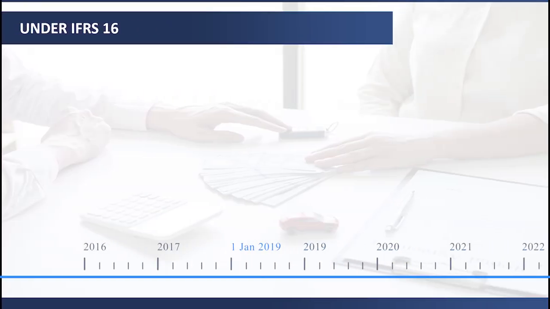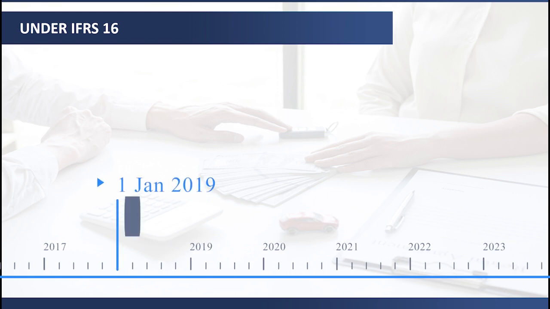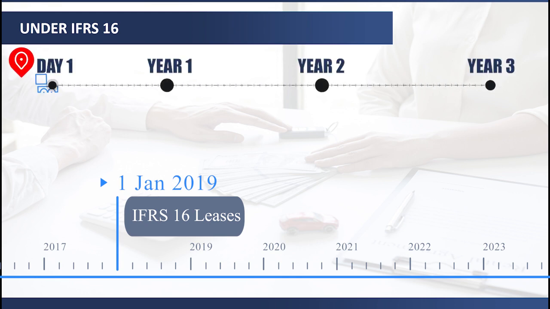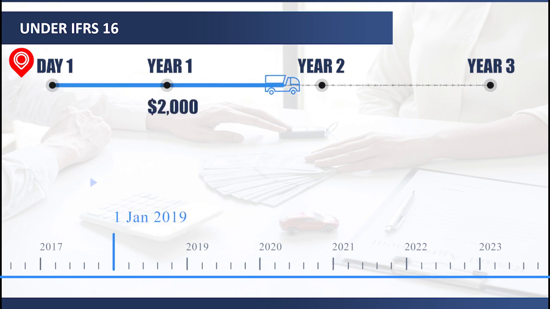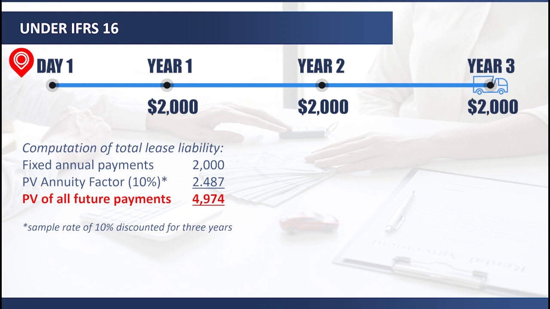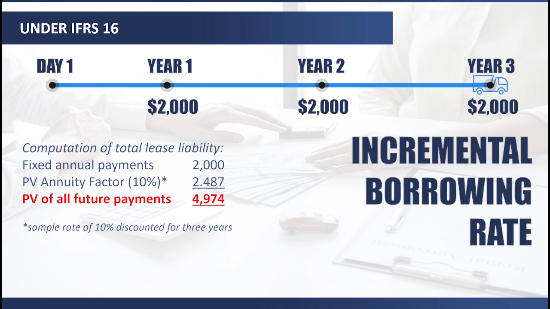Then comes IFRS 16. The new standard improves transparency, most especially on the liability side of the balance sheet, by recognizing on day one that the company has the obligation to pay rent for 3 years. It does so by the process of discounting all the future rent payments into the present value at day one, using a discount rate which is normally the incremental borrowing rate.